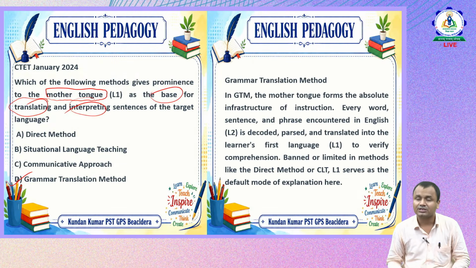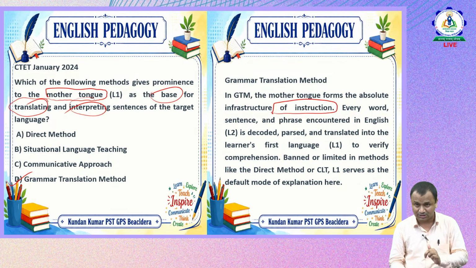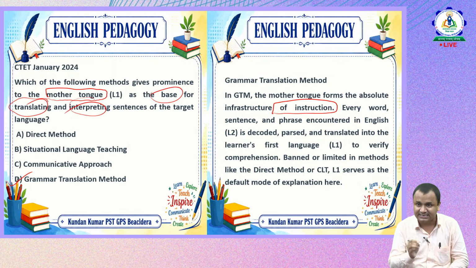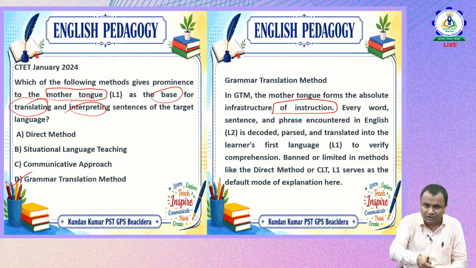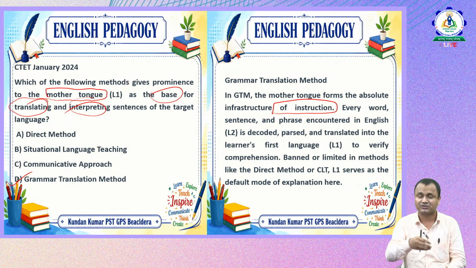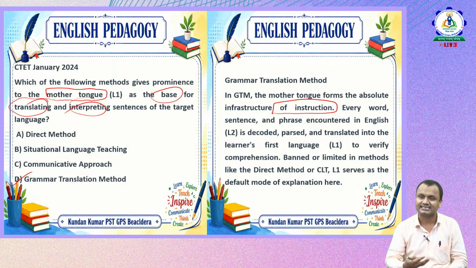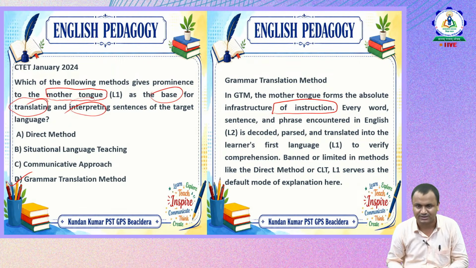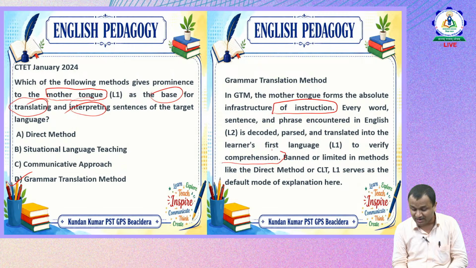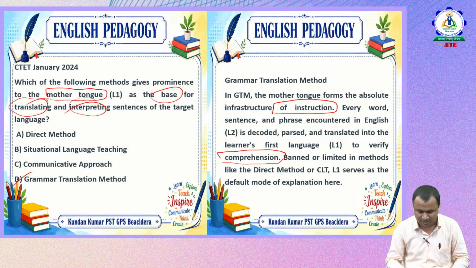In GTM, the mother tongue forms the absolute infrastructure of instruction. So the core of instruction, the root, the skill by which we teach is by using mother tongue, forming sentences and translating into the mother tongue. Each and every word, each and every sentence and phrase that is encountered in the L2, that is the target language, let's say English, is decoded, phrased, and translated into the learner's first language to verify the comprehension. We need to know whether the student is understanding the concept or not.